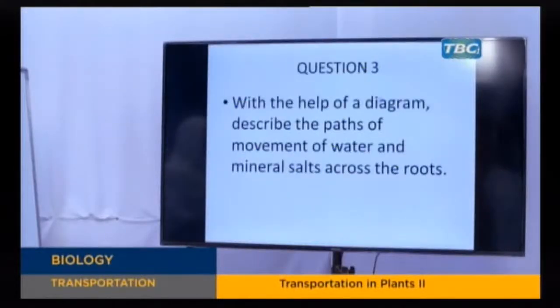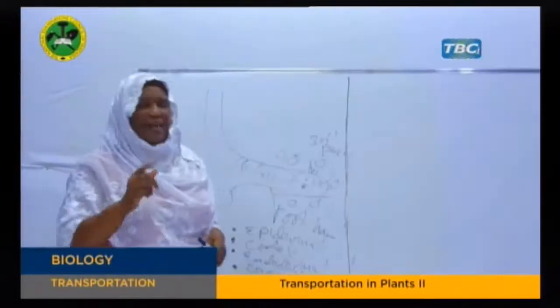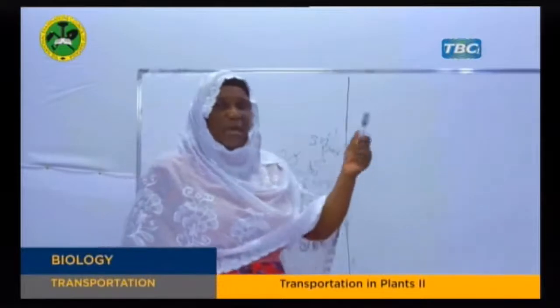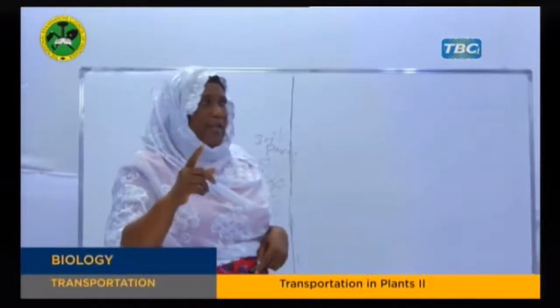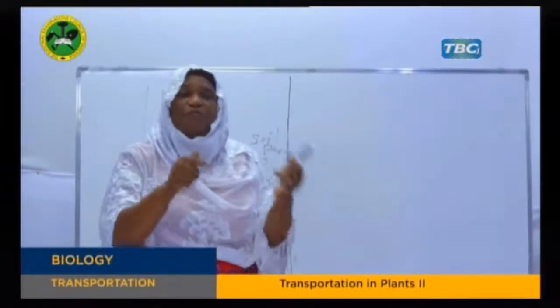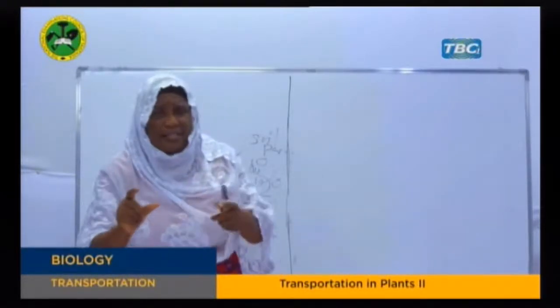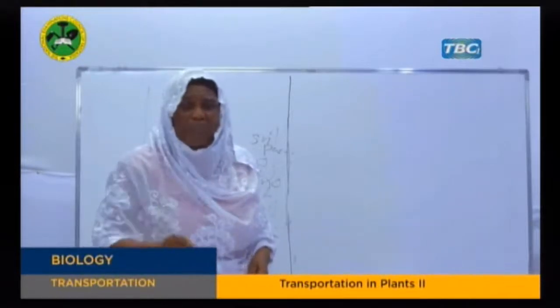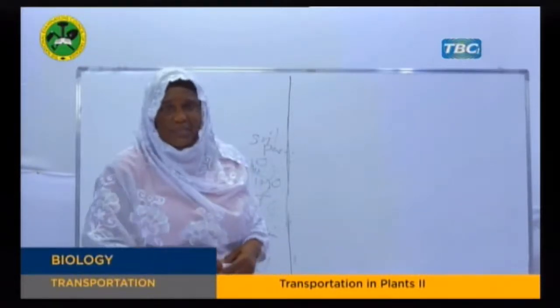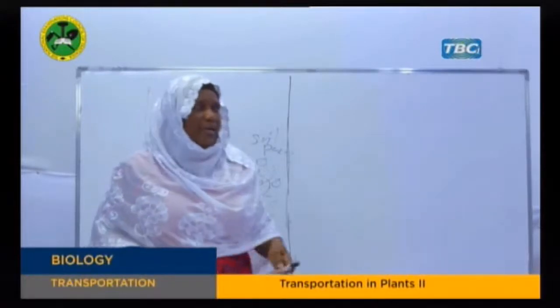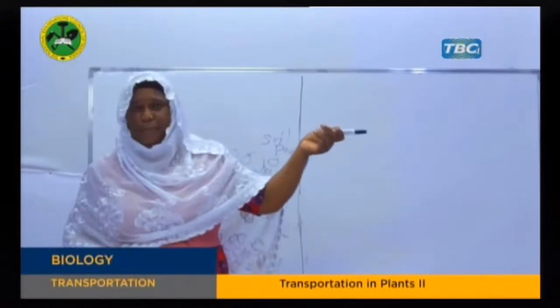Question 3 says that with the help of diagrams, describe the paths of movement of water and mineral salts across the roots. There is no difference between question number 2 and question number 3. Question 3 only says with the help of diagrams. It means you are required to describe the same paths, but diagrams should be used. As your homework, you will do that question.